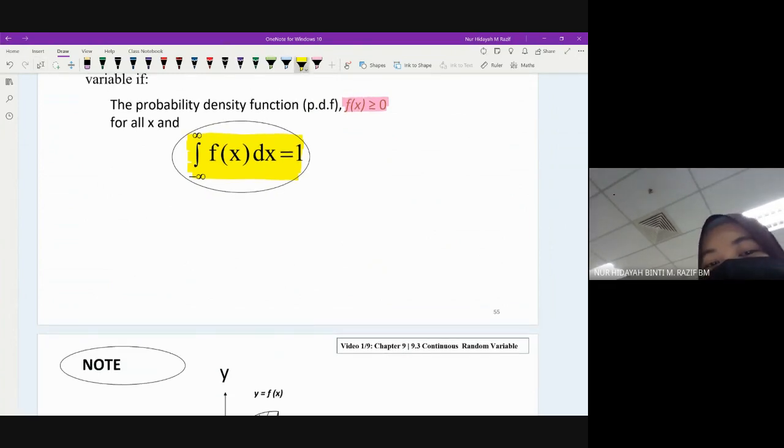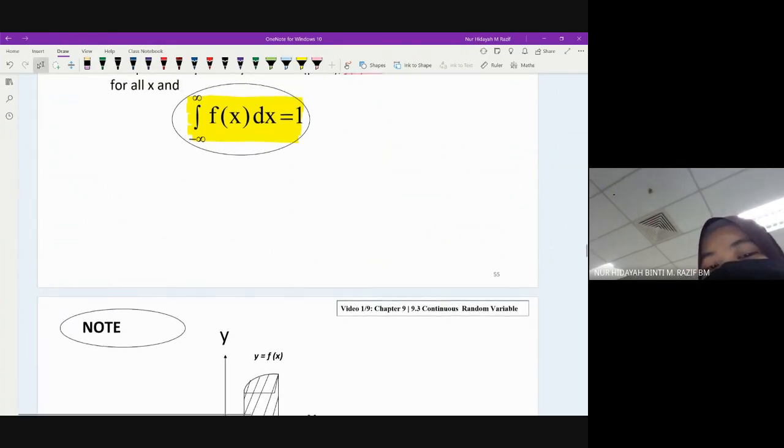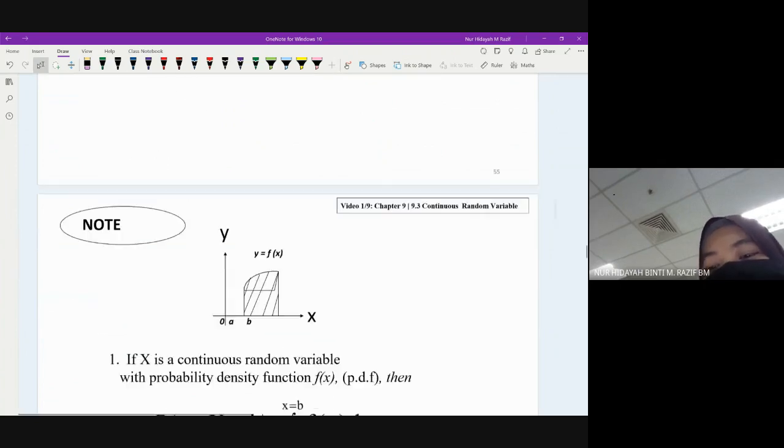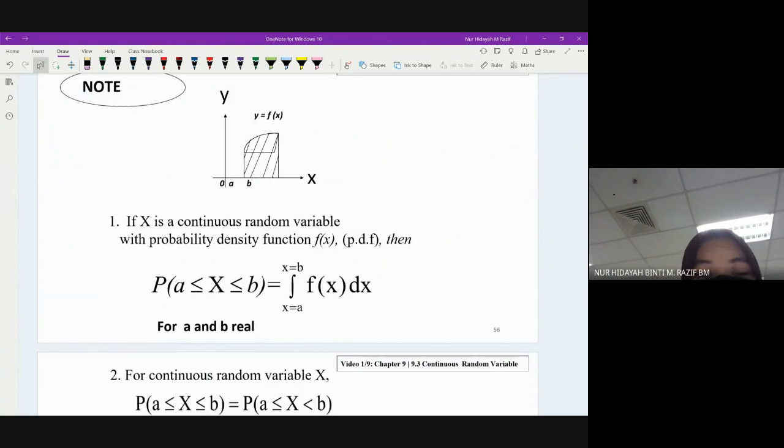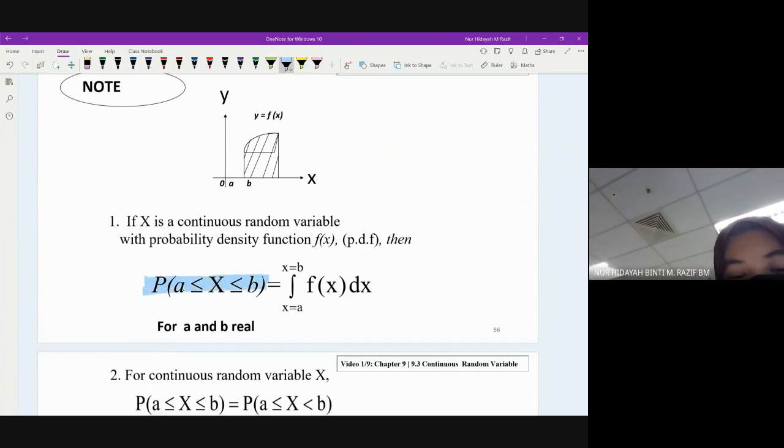Okay, so first PDF kita, probability density function untuk continuous random variable will be fx is greater than or equal to 0 for all x. And then the integral of fx from negative infinity to infinity will be equal to 1. Please take note here. Okay, so you diberi gambar masa tu, nombor 1. If x is a continuous random variable with probability density function fx, then kita tahu the probability a less than or equal to x less than or equal to b akan jadi bersamaan sahaja dengan integral of fx daripada x is equal to a until x is equal to b.